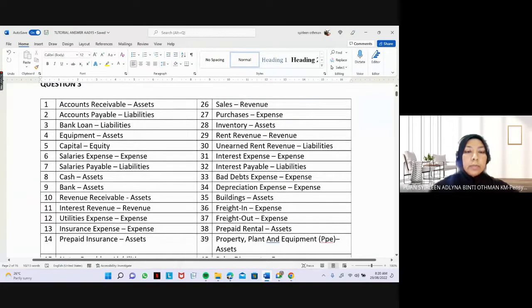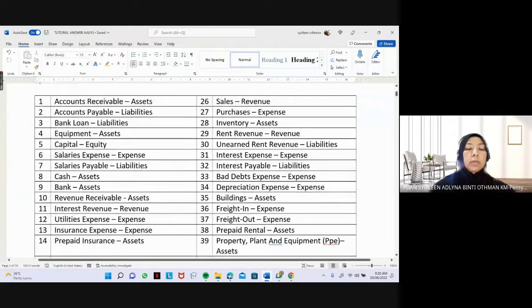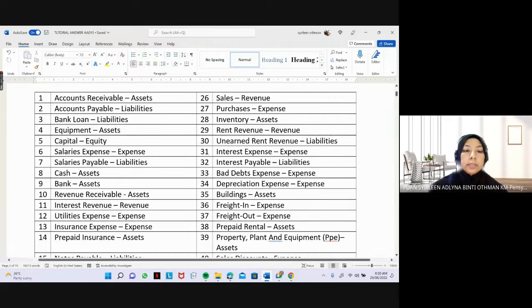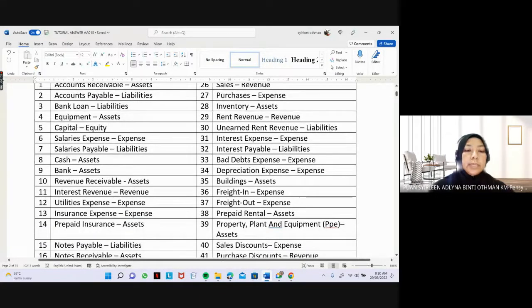Okay, bank loan is also liabilities, right? It can be short term, it can be long term, depending on the question itself. Okay, equipment is also asset, capital is equity, salaries expense is expenses. Salaries payable, on the other hand, is liabilities. And then you have cash and bank, which is your assets. Revenue receivable, that is also asset.